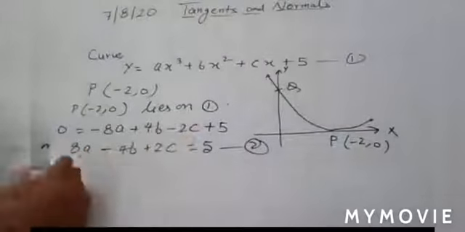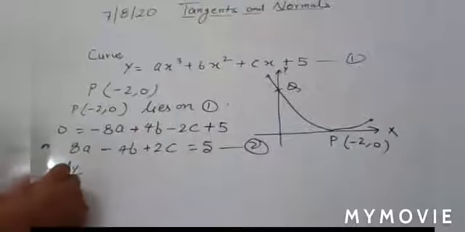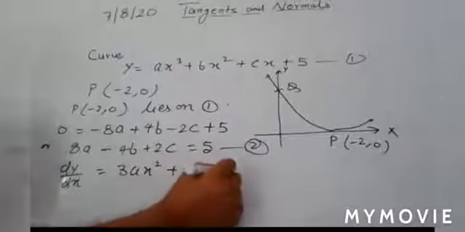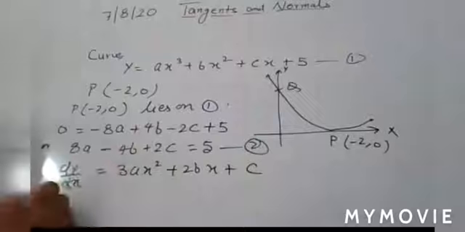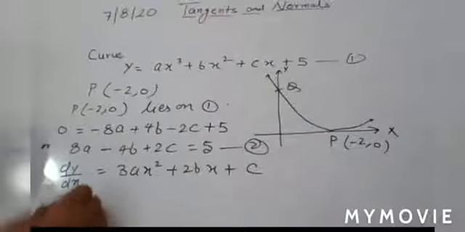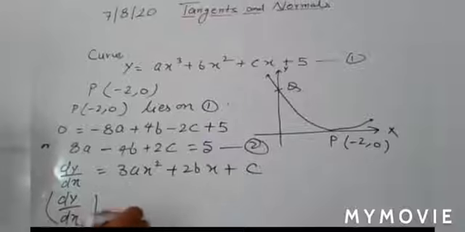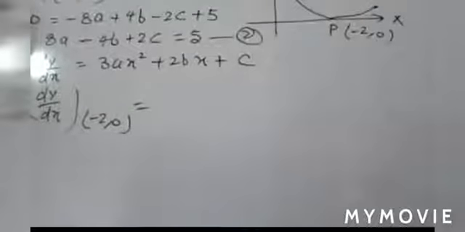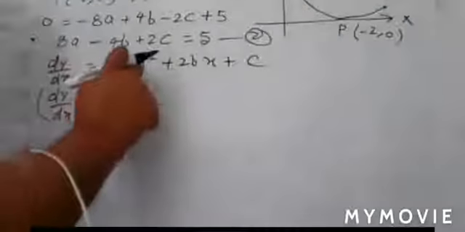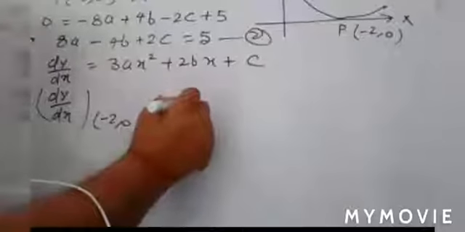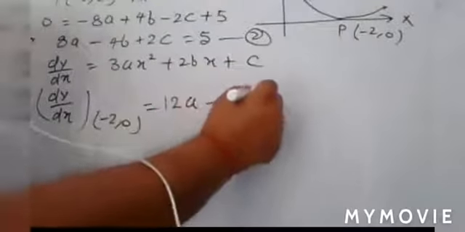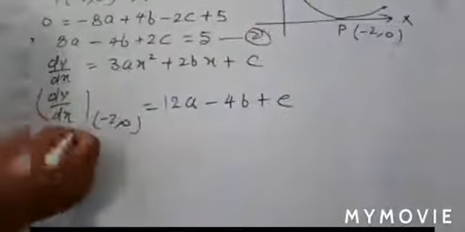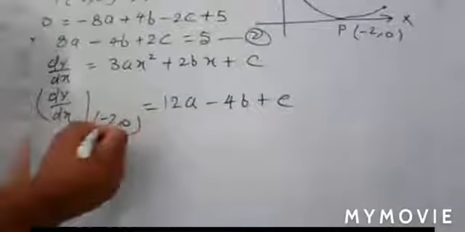Now you find its derivative. So you can take the derivative of the function: dy by dx is equal to 3ax square plus 2bx plus c. Now you find the derivative at the point P. So dy by dx at the point minus 2, 0, putting x is equal to minus 2, you have 4 3s are 12a minus 4b plus c. And that gives the slope of the tangent.